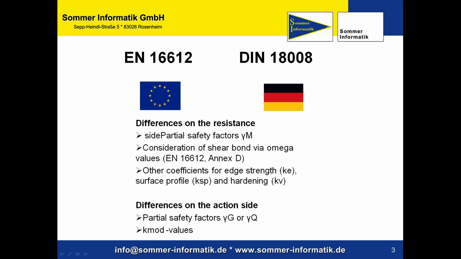First, a brief overview of the differences between 16612 and 18008. On the one hand, we have different partial safety factors for the materials on the resistance side, these gamma-m values. Then they also differ in the consideration of the shear bond. In EN 16612 there is a calculation of the shear bond according to Annex D transmitted with these omega values.